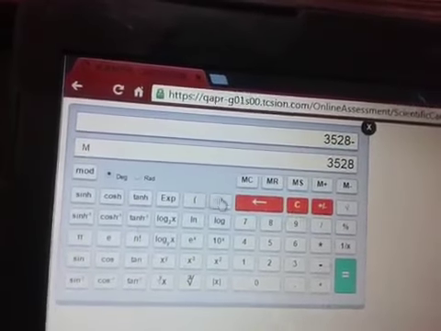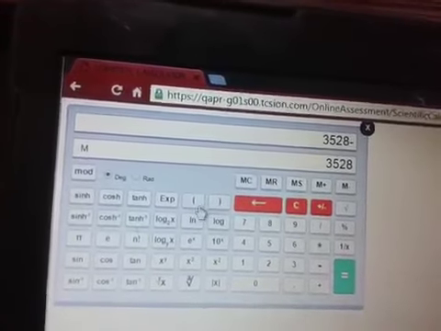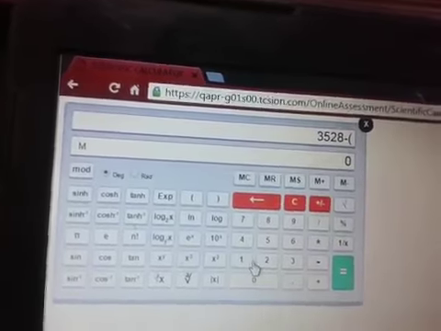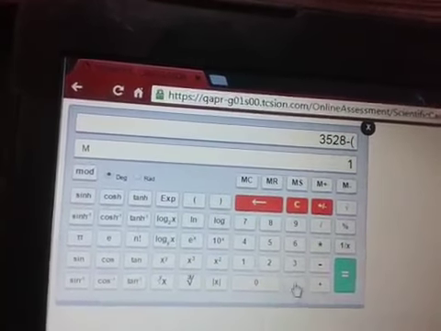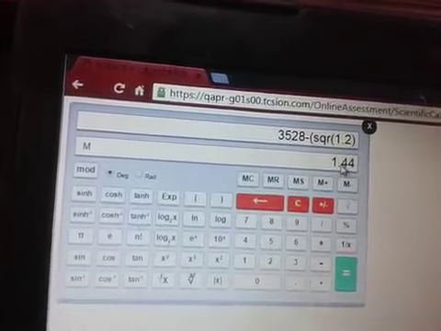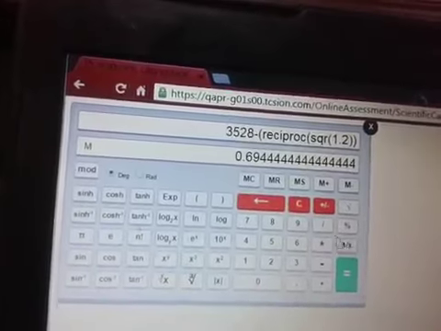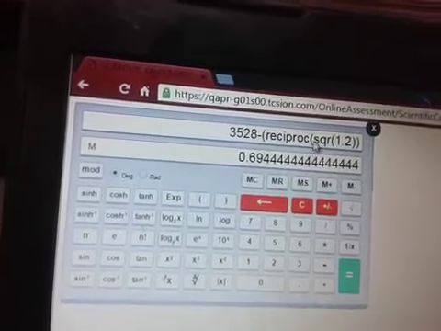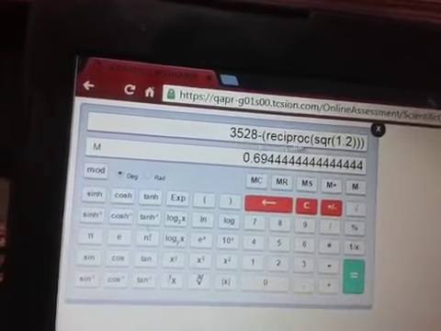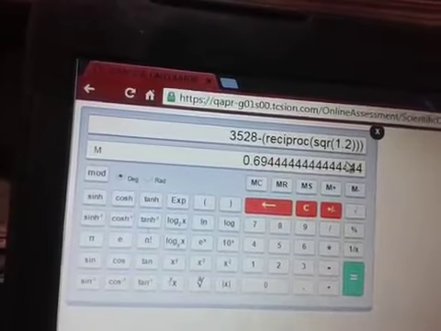Now I want to subtract this from 1 by x square. Suppose x is 1.2. So I give a minus sign here, then I give a bracket, then I enter x. First I will get the argument 1.2, then I will take a square. This is 1.2 square. Now I have to write 1 by x square, so I will take the inverse. Here it is given as reciprocal, meaning 1 by square of 1.2. Now I will close the bracket. This whole expression means 3528 minus 1 by 1.2 square.